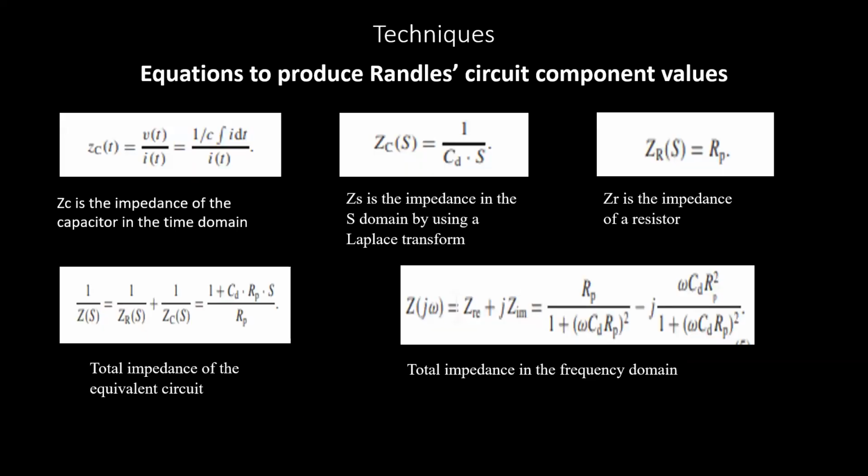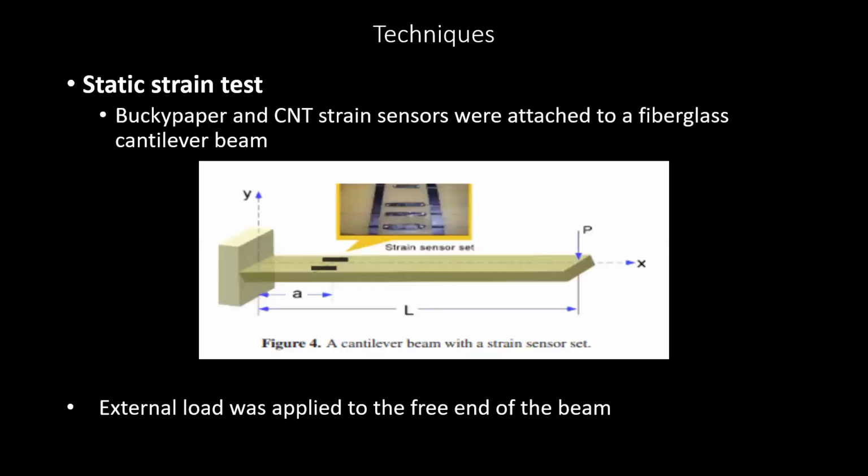These are equations they use to determine these electric characteristics. I won't go too in depth on these because it will make more sense later when we cover the results of the EIS testing. They essentially calculate equivalent component values for the sensors if they were to be put into a circuit. The next test performed was the static strain test.